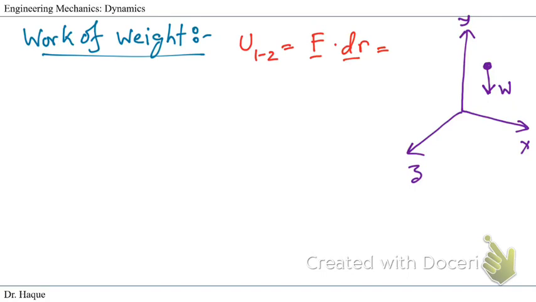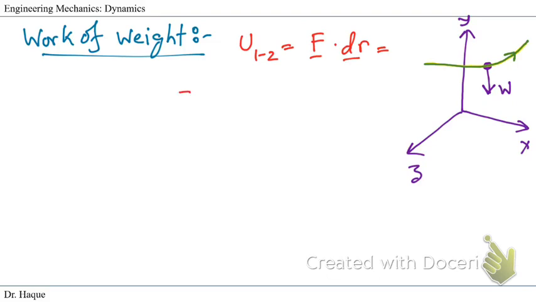So the only force acting is W, and maybe the particle is moving in another direction. Let me choose a different color. So this is the path of the particle, but the only force acting is its weight downward. So then the work done can be calculated using F dot dr.